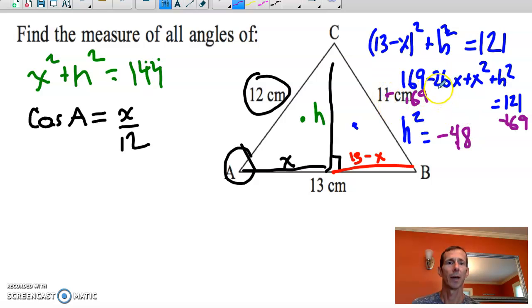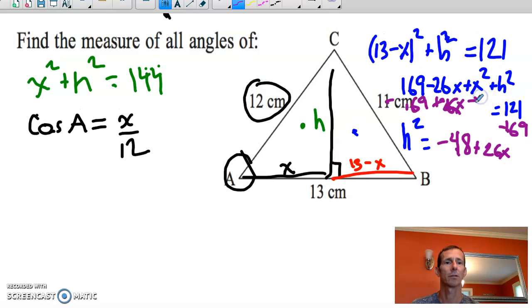And if I then add the 26x, plus 26x, and then I would have to subtract x squared. And so that would be minus x squared. And then all of this purple stuff I can put in place of this h squared because it's what h squared actually equals.